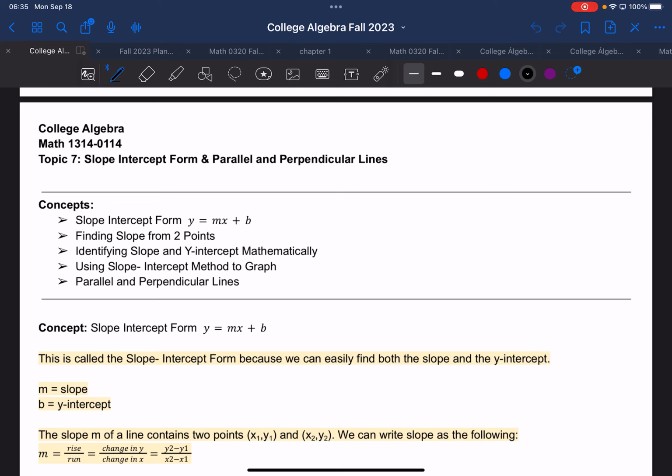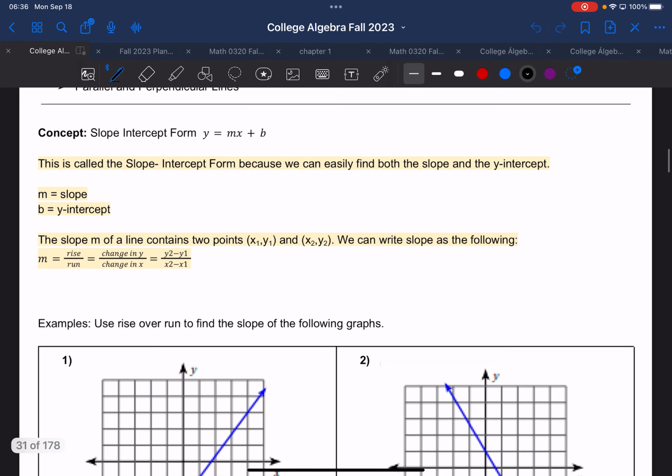So the concepts we're going to go over today are slope-intercept form, so that y equals mx plus b. We talked about that a little bit in the past couple notes. Finding the slope from 2 points, so if I'm giving you 2 points, how to find the slope from that. Identifying the slope and the y-intercept mathematically. Using the slope-intercept method to graph, and then finding parallel and perpendicular lines. This topic's a bit longer.